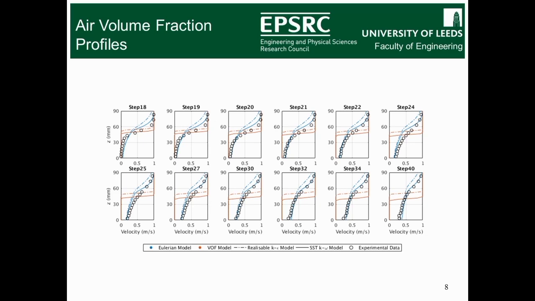Next, we've got the air volume fraction profiles. This is in the aerated region only now. The VOF model doesn't predict them accurately at all, as we'd expect, because it doesn't predict air entrainment. We can see that the Eulerian model does predict them pretty well, especially again with the SST k-omega turbulence model.